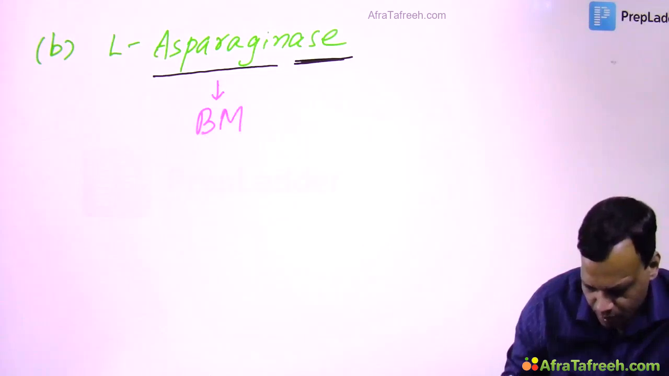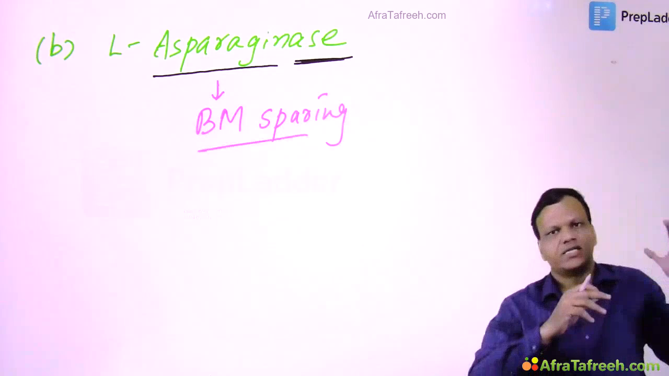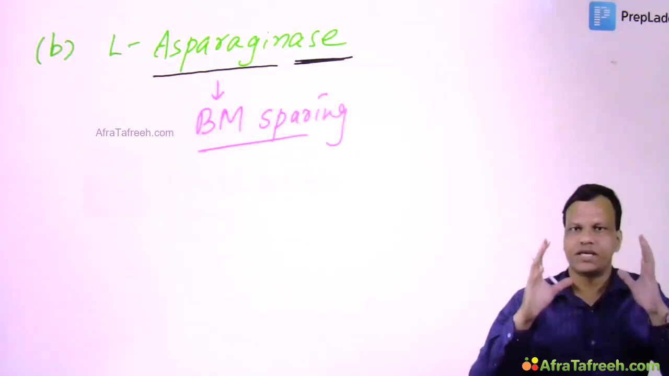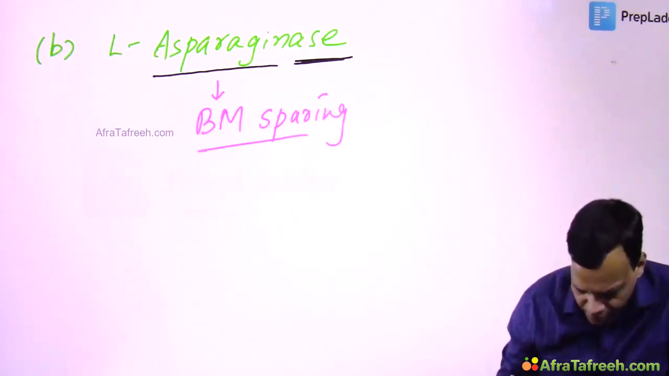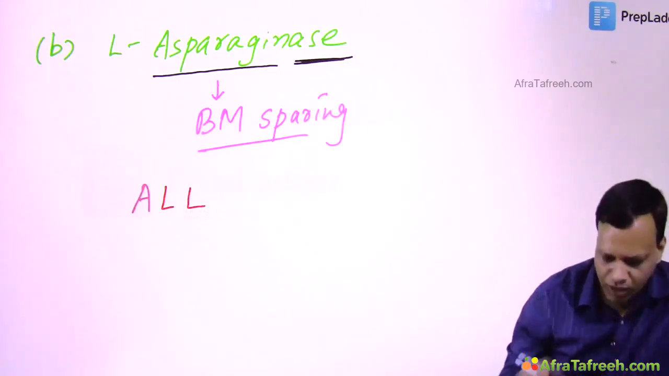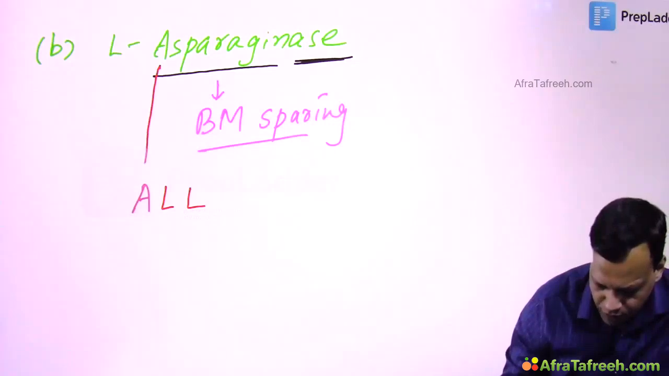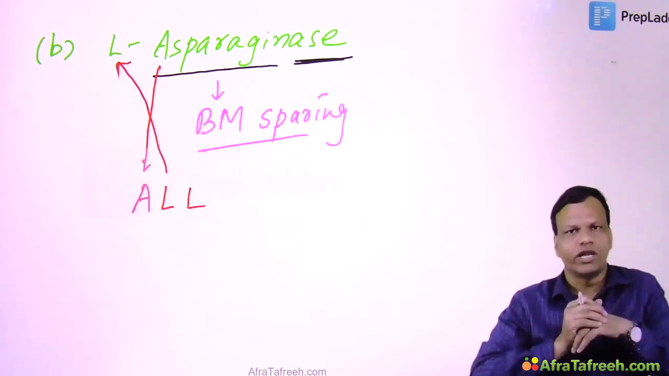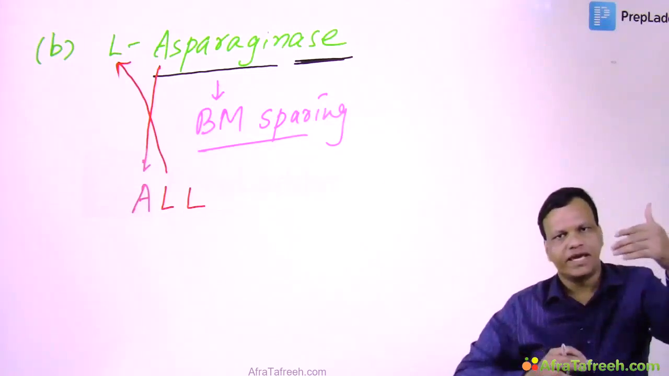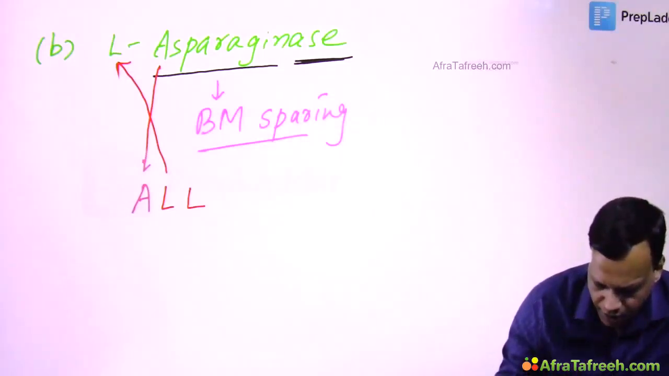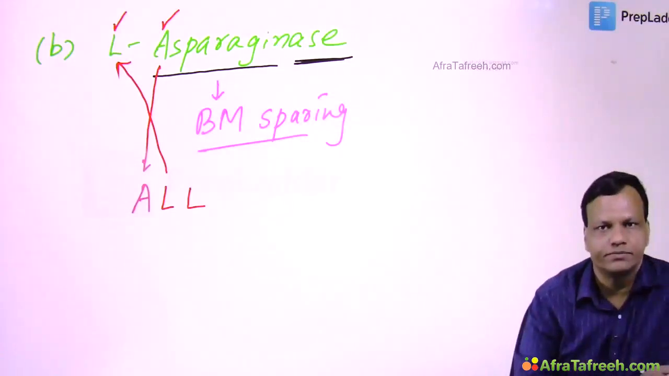So you need to remember only three marrow sparing drugs. One was vincristine, second is bleomycin, and third is asparaginase. It is a bone marrow sparing drug. It is mainly used for treatment of ALL. And from the name you can remember A for acute, L for lymphoid leukemia. So it is used for acute lymphoid leukemia. Remember the four options will be ALL, AML, CLL, CML. So do not get confused, it is used for acute lymphoid leukemia.